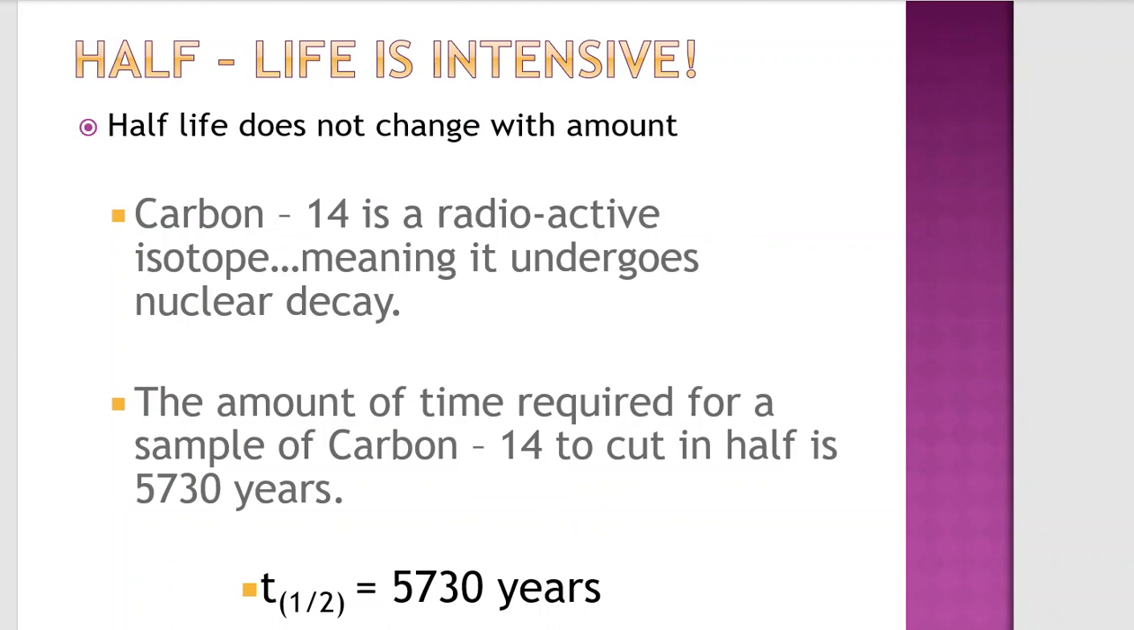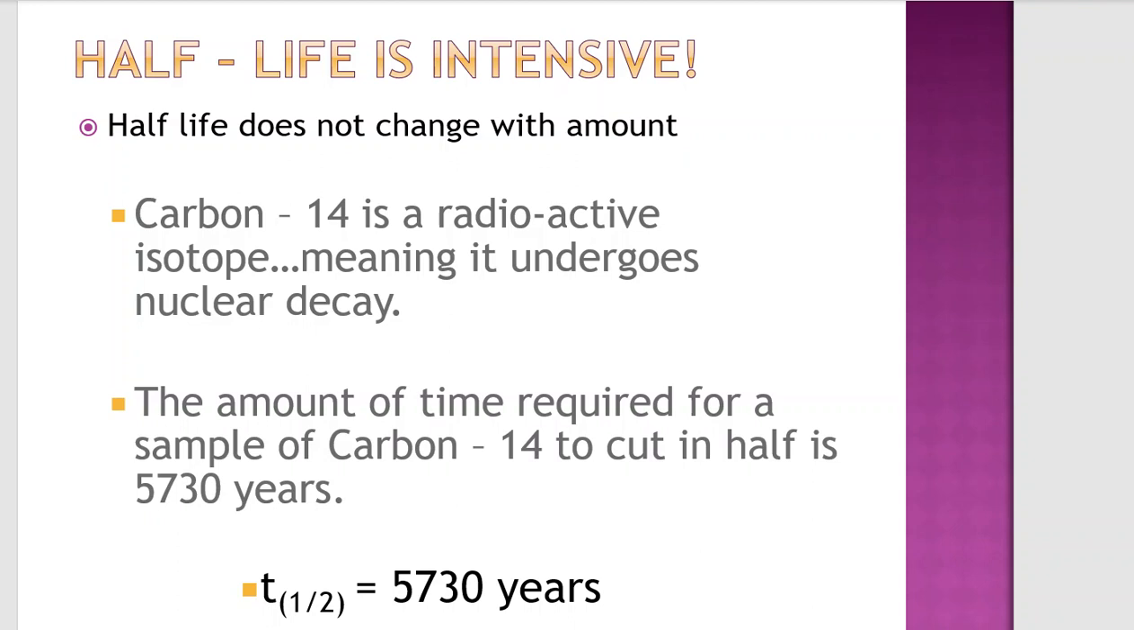So carbon-14 has a half-life of 5,730 years. What does that mean? It means it takes a sample of carbon-14 5,730 years to cut in half. So if you have 100 grams, it would take 5,730 years for that 100 grams to cut in half to 50 grams. Okay? And then it would take another 5,730 years for that 50 grams to cut in half to 25 grams, and so on and so on.